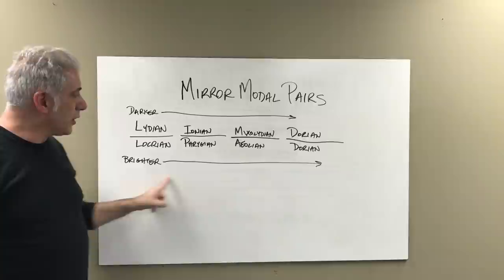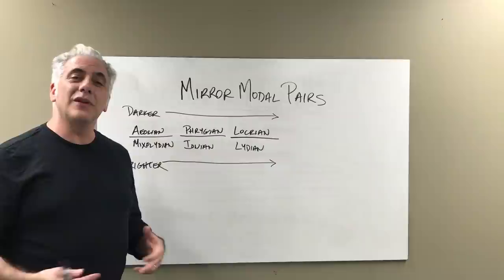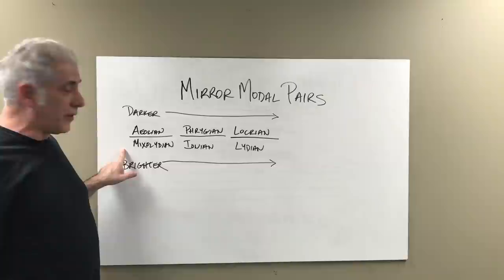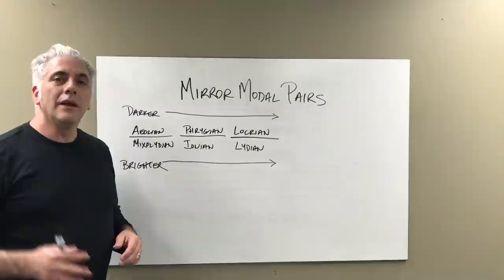Now, because these are equivalents, it's like math facts, you know, 7 times 8 is 56, 8 times 7 is 56, 56 divided by 7 is 8, 56 divided by 8 is 7. Works the same way. I've reversed them. Aeolian and Mixolydian, still going in darker direction. Phrygian and Ionian, as we know, Locrian and Lydian. So these are Aeolian going up and Mixolydian going down are the same interval combinations and so on and so forth through here. These are mirror modal equivalents.